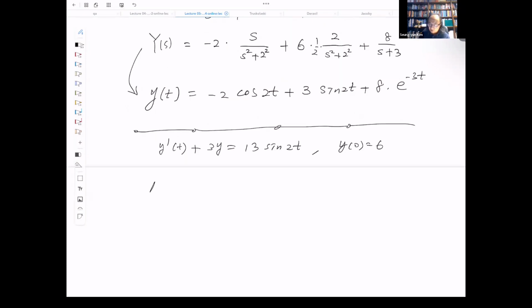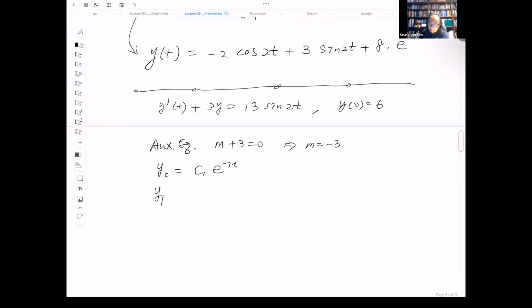So for the characteristic equation, we have m plus 3 equals 0. That is m equals negative 3. So y_c equals c1 e to the negative 3t. And then for y_p, by looking at the right hand side, 13 sine 2t, I have to let y_p equal a cosine 2t plus b sine 2t.